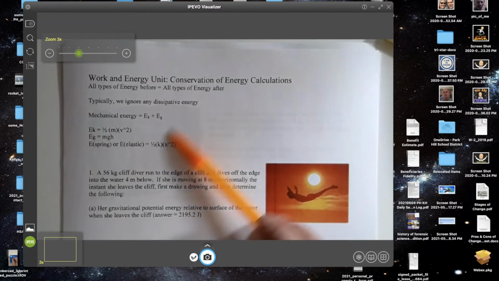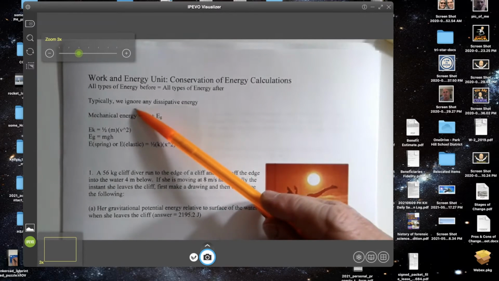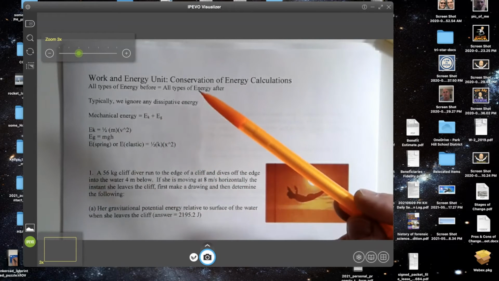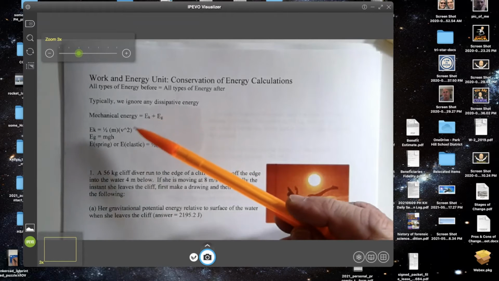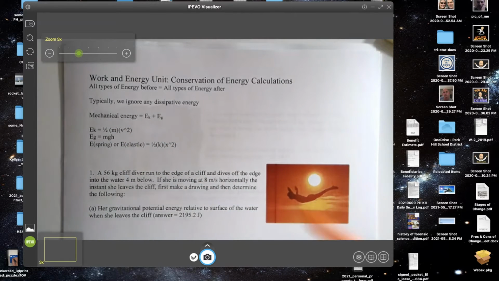We also have dissipative energy. We can't get rid of energy due to friction or dissipative effects, but we often ignore that in many of our calculations. And typically we can also discuss what's called mechanical energy. Mechanical energy is the summation or addition of kinetic and gravitational potential energy.